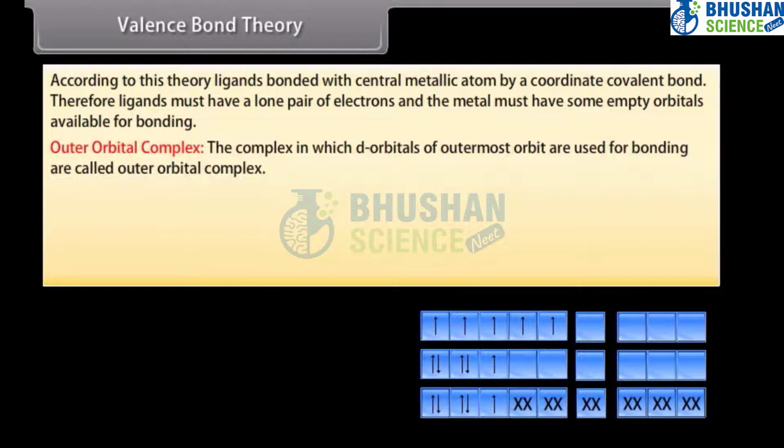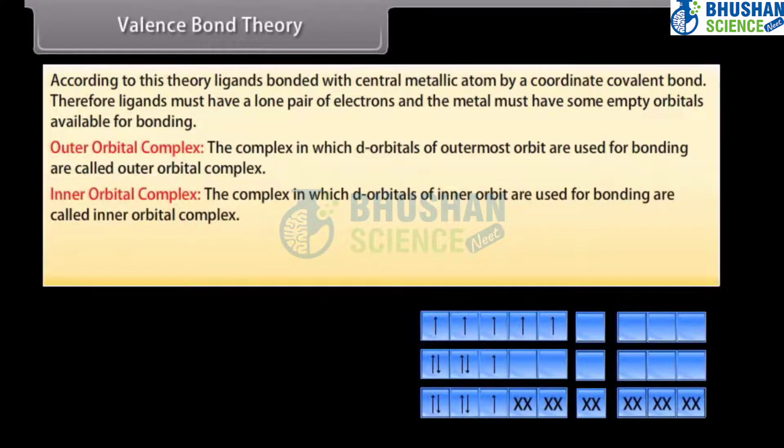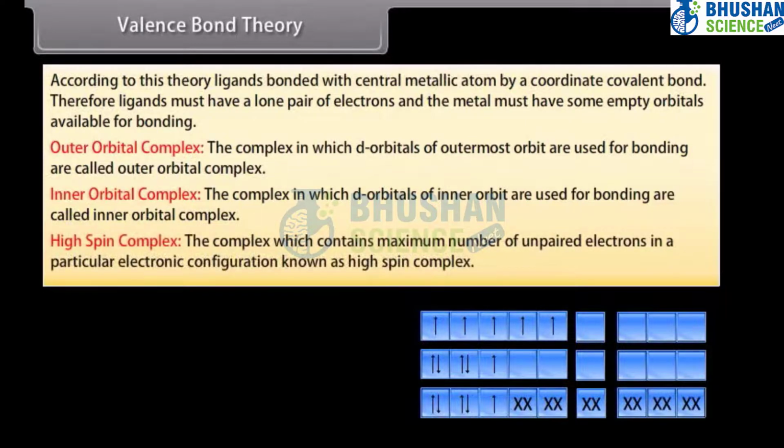Outer orbital complex. The complex in which d orbitals of the outermost orbit are used for bonding is called outer orbital complex. Inner orbital complex. The complex in which d orbitals of the inner orbit are used for bonding is called inner orbital complex. High spin complex. The complex which contains the maximum number of unpaired electrons in a particular electronic configuration is known as high spin complex.